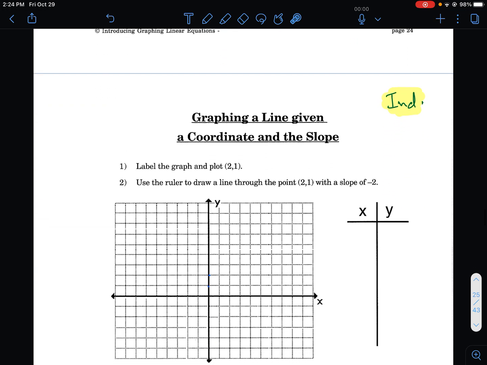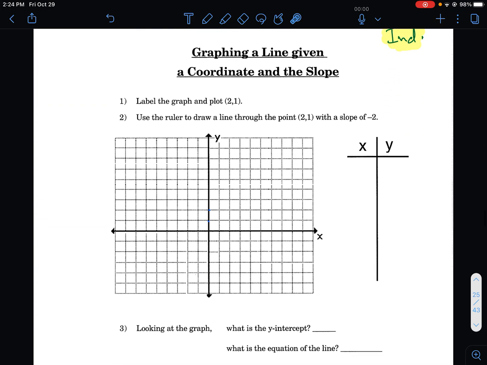All right. You can try the next one on your own. It is a little bit tricky, but we start off by plotting the point 2, 1. So 2 to the right, up 1. So that is 2, 1. And then it has a slope of -2.